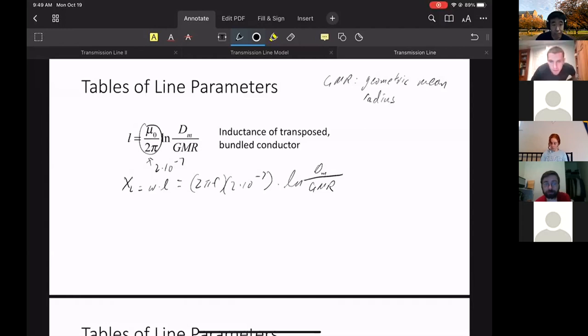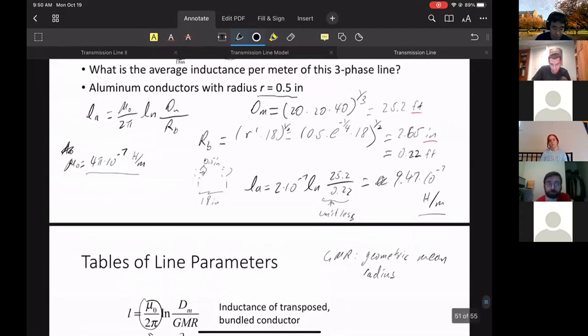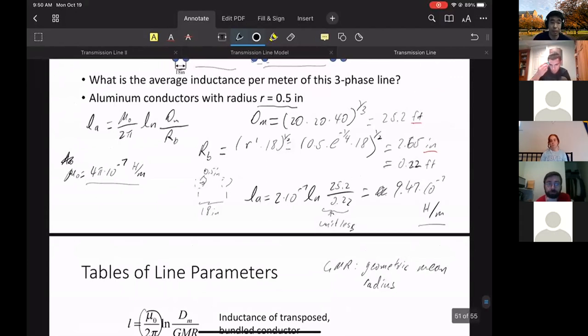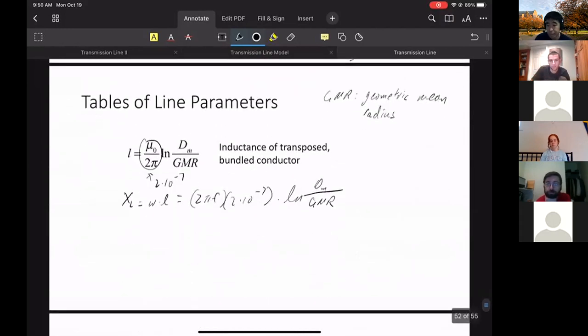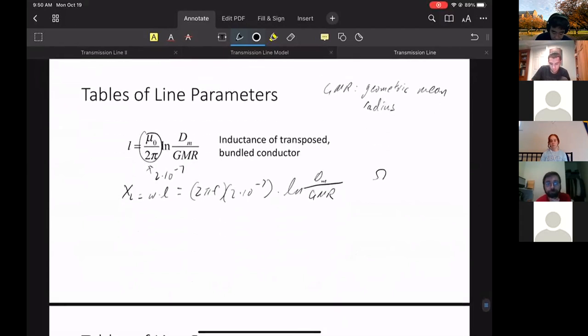So we represent the GMR with the R with the small d, right? The geometric mean between R prime and the small d, yes. Okay, so this is against what comes out in ohms per meter, right?